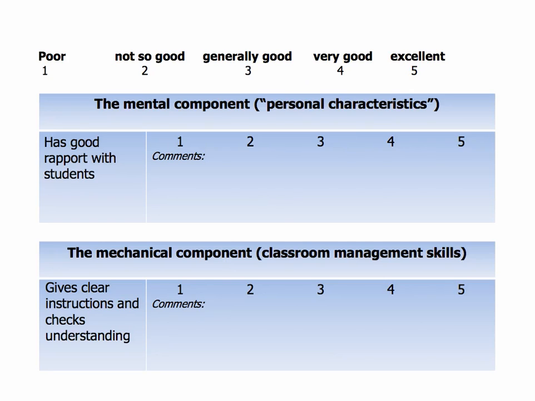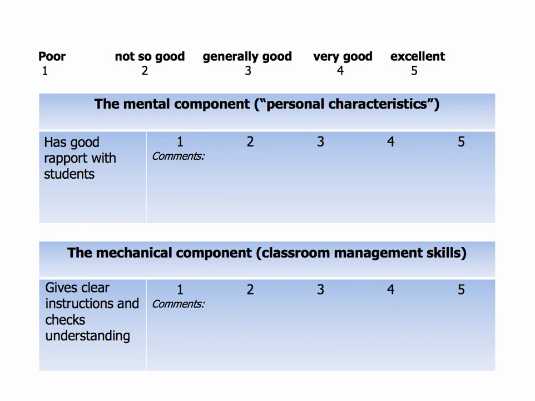So what I've done for this observation, and for the observations you'll be doing, is I've prepared an observation checklist. And this is an image of that checklist. As you'll see, you might recognize the mental component and the mechanical component. What I've done is I've taken each aspect of these components and listed them as one item for observation. If you first look at the top of the screen, you'll see the key. Basically 1 to 5 on the Likert scale. 1 being poor, 5 being excellent, 3 being generally good, 2 not so good, and 4 very good.